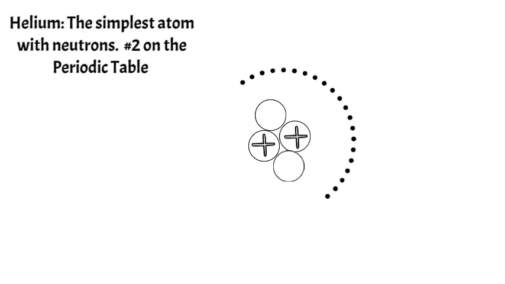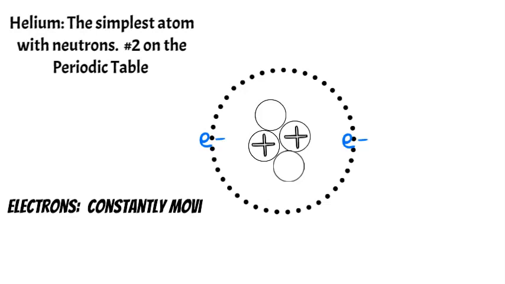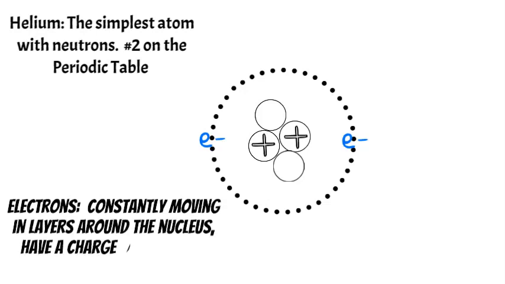To finish our diagram, we add the electrons. Electrons move in orbits around the nucleus. For helium, there are only 2 electrons, and they belong in the first orbit. Electrons have a negative charge, and they have no mass.